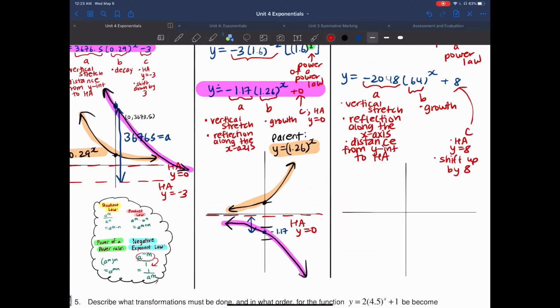I'm going to start drawing my parent function, which is y is equal to 64 to the exponent x. And so I have my y-intercept of 1, and there's a fast growth, so there's an exponential growth, and this is represented by this parent graph. And meanwhile, there's a horizontal asymptote of y equals 0. So that is my parent graph. And meanwhile, I have my new graph, and I need to make sure my horizontal asymptote is at y equals 8.